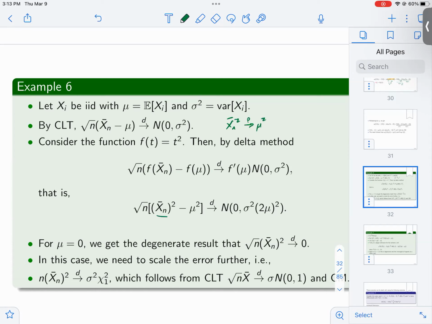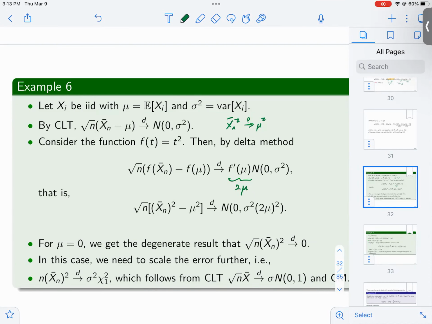So we want to study the deviation. The delta method says that this is going to converge to the derivative of this map at mu times the limit of the other one. The derivative of this at mu is going to be 2 mu, right? And 2 mu times the standard normal is going to be another normal, with mean 0 and variance multiplied by the square of this factor, which is 4 mu squared. So that's a very nice result. It shows you that this holds.